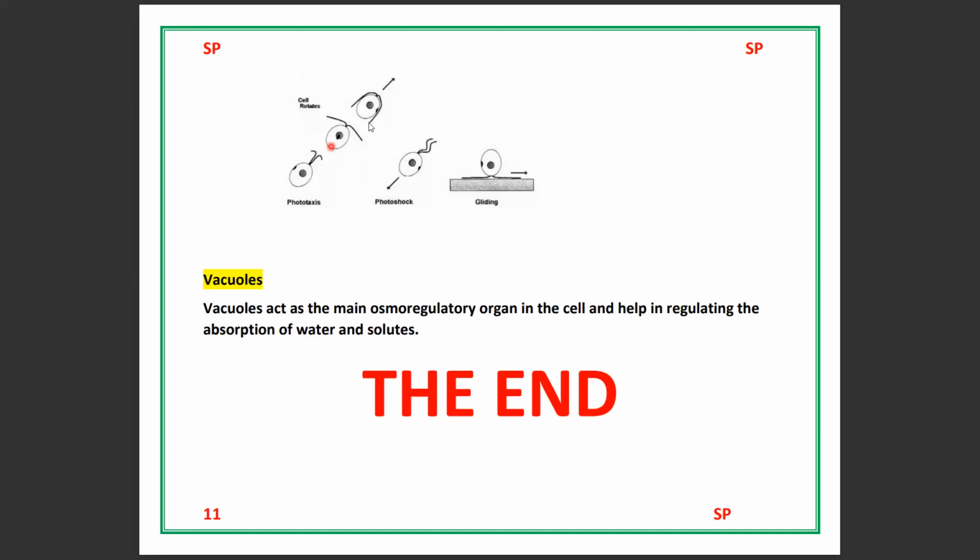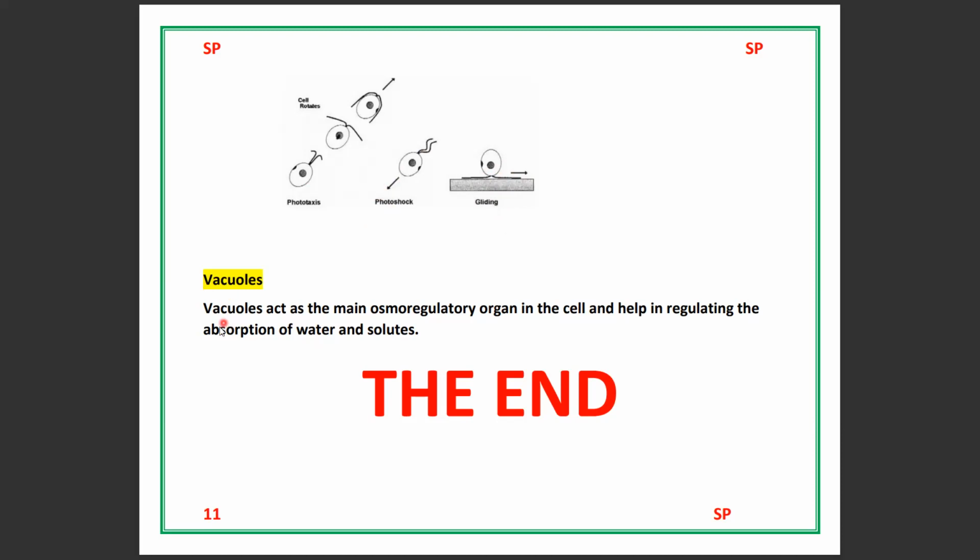Phototaxis means the cell moves towards the light side. And in photoshock, they escape from the light side. They move to the dark side. And in gliding, they do not show any movement, but they attach to the substratum. Here, the angle between the two flagella is 180 degrees. So these two flagella are attached to the surface. The angle between the two flagella is 180 degrees, especially in gliding or quiescence.